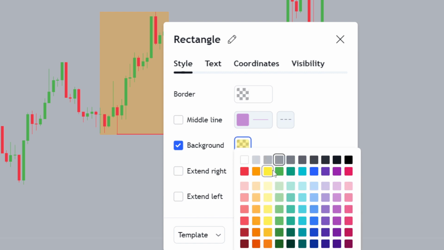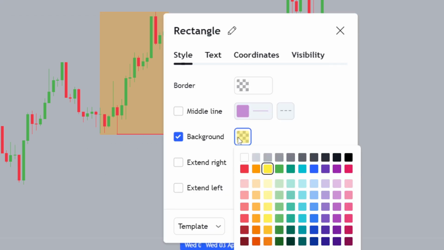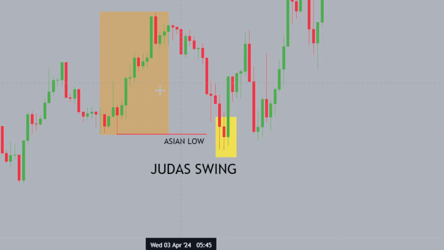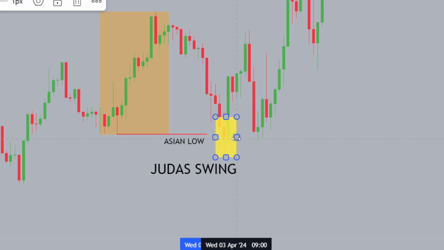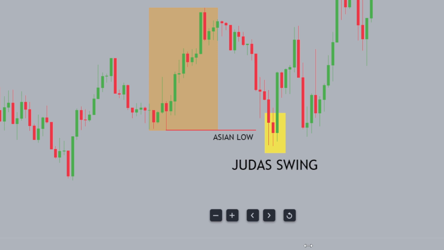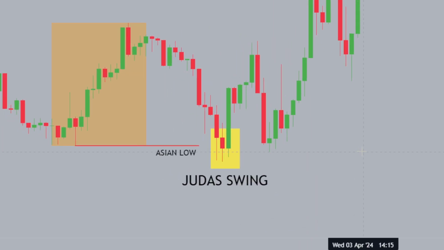This here is a Judah swing. It's very important to understand. The Judah swing is the lowest point of the day. If I label that over here for people, the Judah swing is the lowest point of the day, and it aims to manipulate sellers into the market, falsely entice sellers into the market, giving us a chance to wait for a sell side liquidity sweep before heading higher.